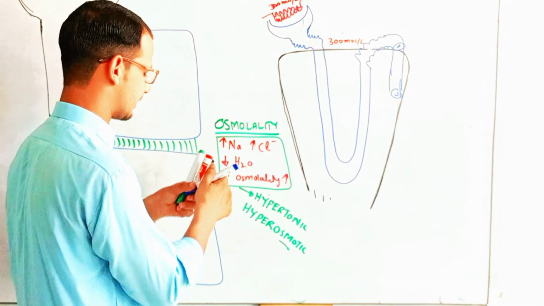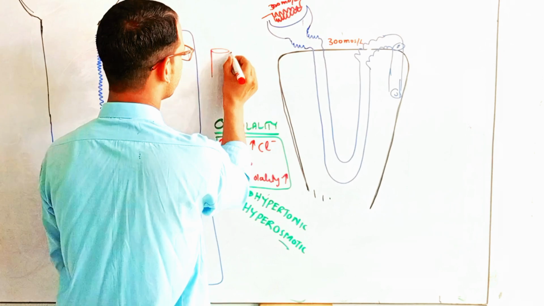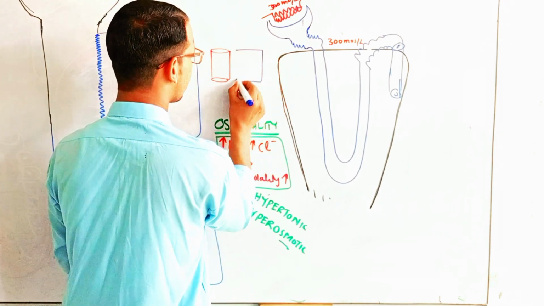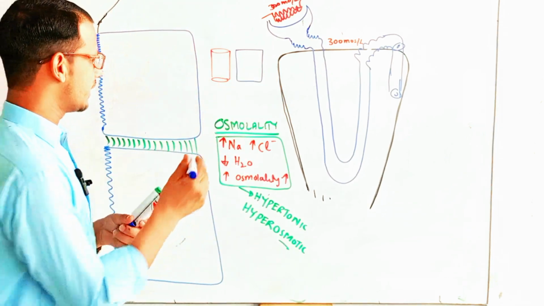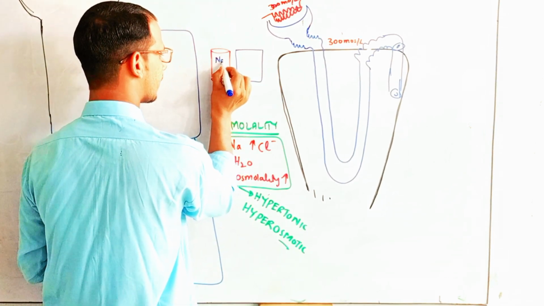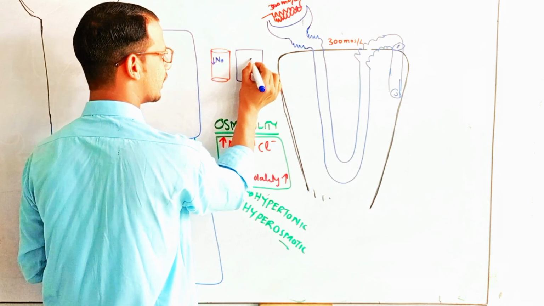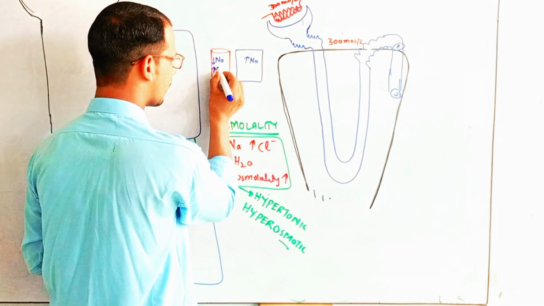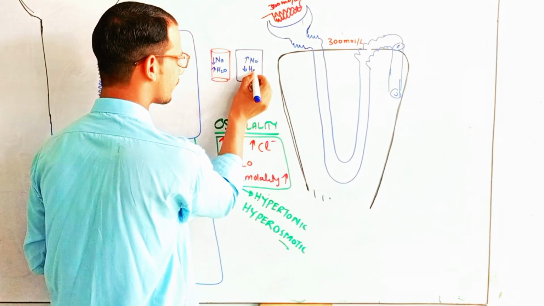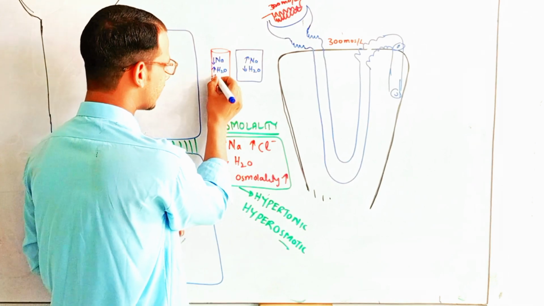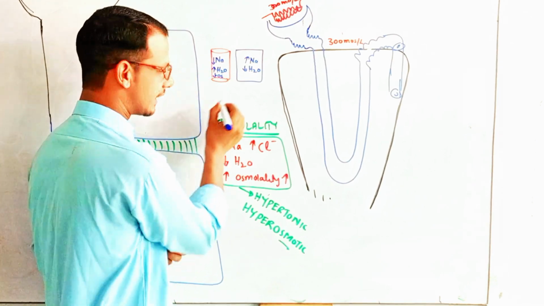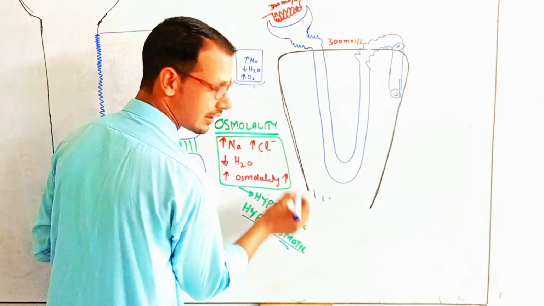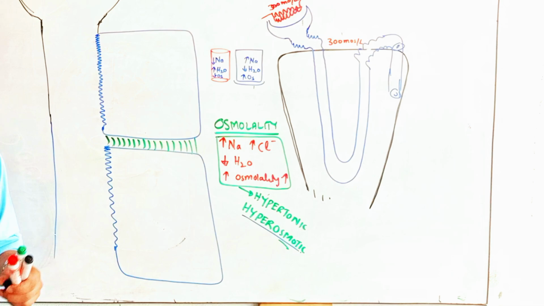How can we clarify this? For example, this is the blood, and this is the interstitial solution. If the solute concentration in blood is low as compared to this solution, and the water concentration in the blood is high, it means that the osmolality is low in blood and high in the solution. This solution is called a hyperosmotic solution, right?